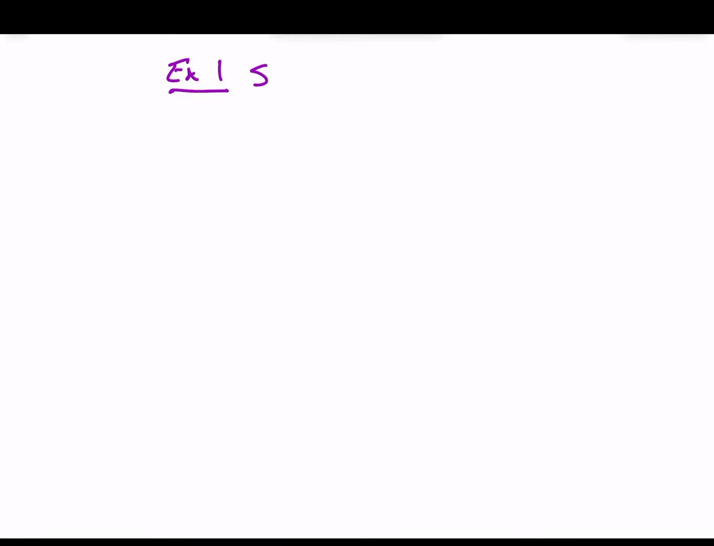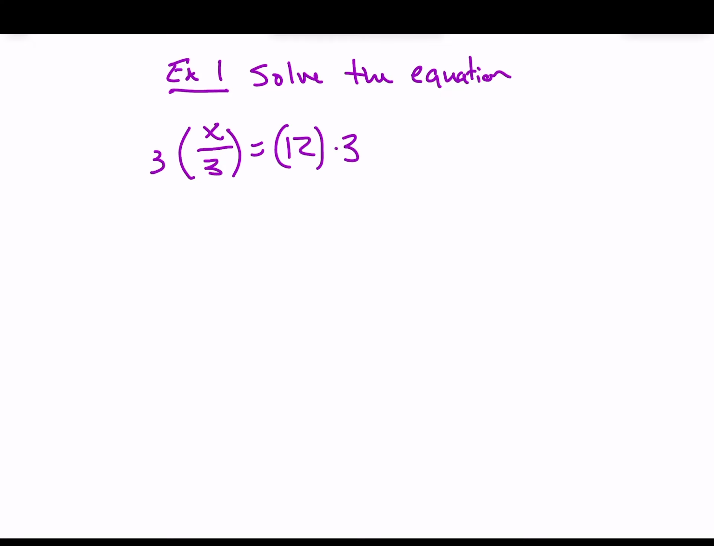Example 1. We want to solve the equation x over 3 is equal to 12. So x divided by 3 is equal to 12. How do we solve this equation for x? Well, we have x over 3, which is the same as 1/3 x. What we want to do is get rid of the division by 3 by doing the opposite operation. The opposite of division is multiplication, so we can multiply both sides of our equation by 3.